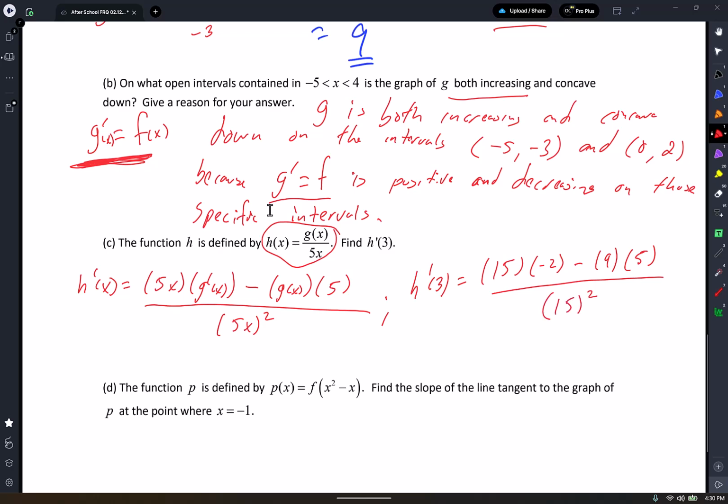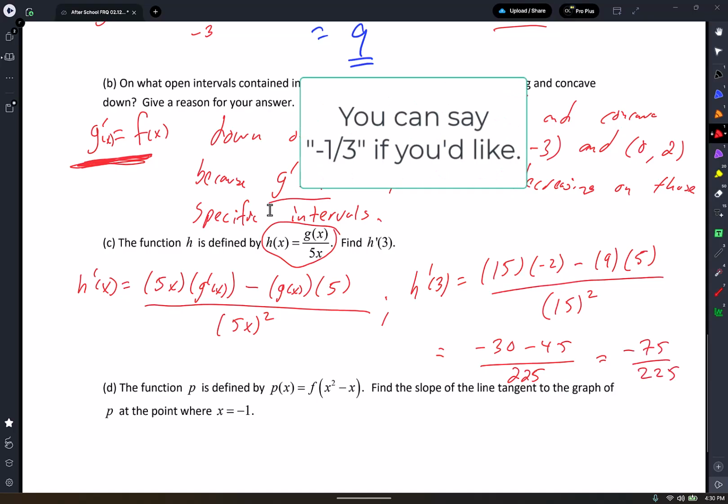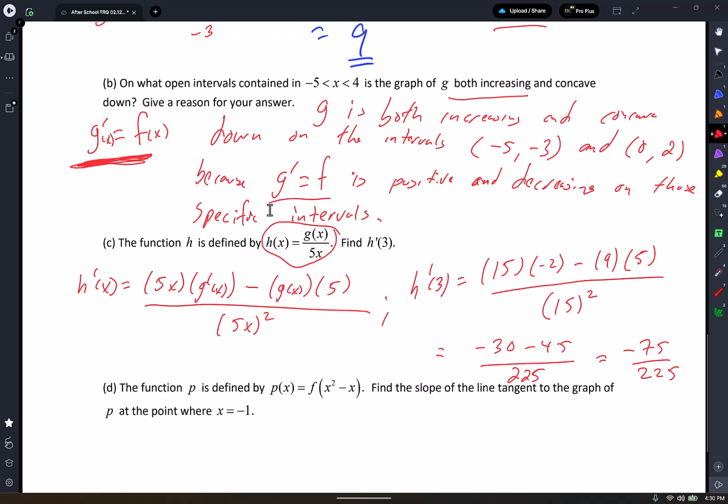Okay. 15 times 2, that's negative 30. 9 times 5, that's minus 45. And I want to say 15 squared is 225. 45, 55, 65, 75, negative 75 over 225. And I know it reduces, but I'm going to leave it. Cool or not cool? All right.